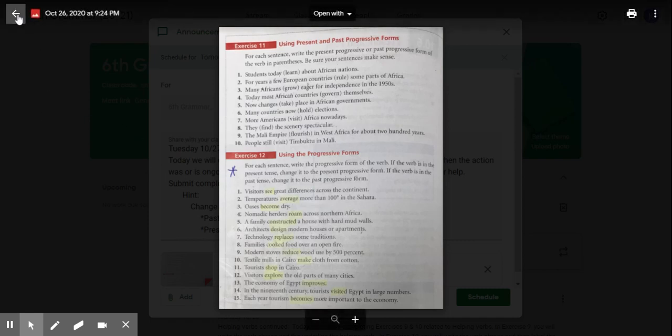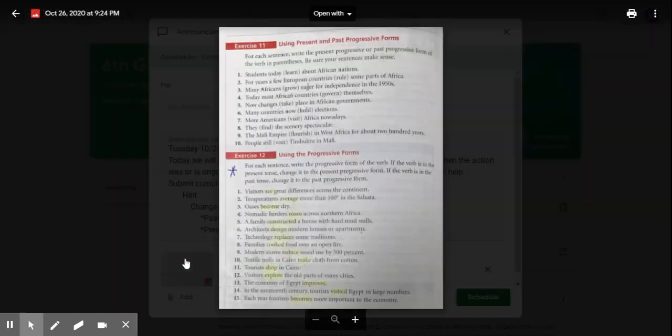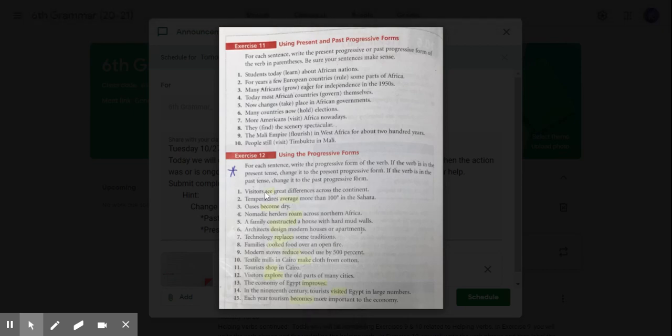Now, in order to make it present progressive, again, we have to go back and look. The am, are, and is would be our options. Okay, so look at that again. Visitors, now we know the word is see, and we need to add ing. So visitors am seeing great differences, visitors are seeing great differences, or visitors is seeing great differences. Okay, so clearly for this one, it's visitors are seeing as the verb phrase.